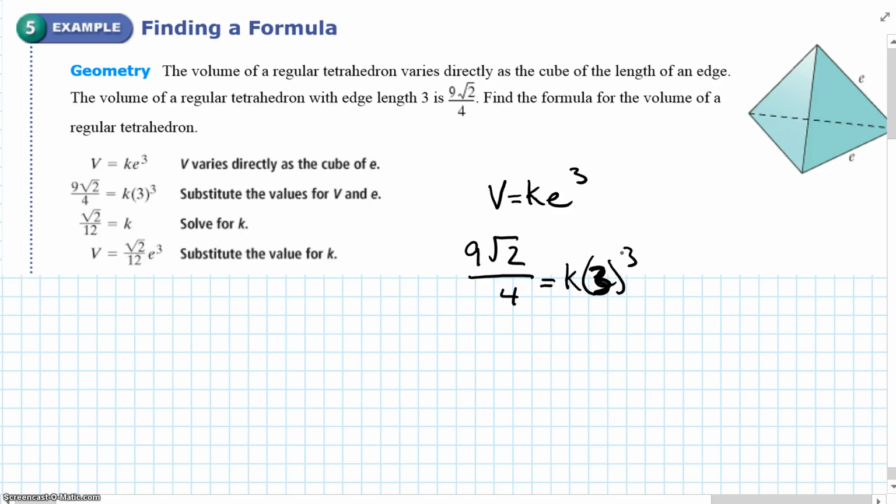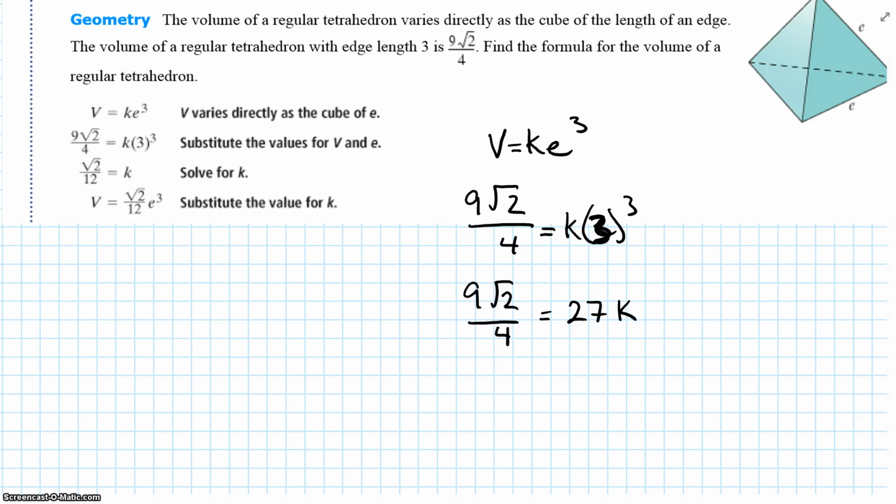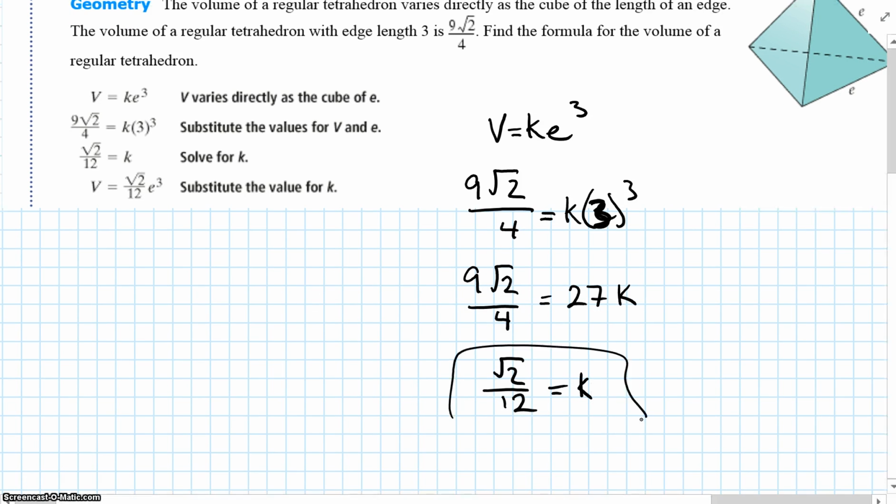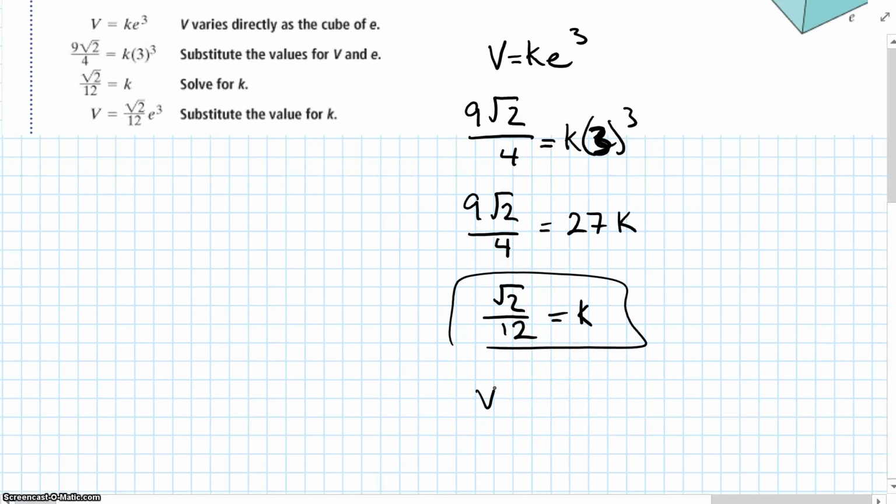So we're going to substitute so we can multiply. So 9 square root of 2 over 4 equals 27K. Divide each side by 27. So we can rewrite this as square root of 2 over 12 equals K. So that's our K value. So our volume is square root of 2 over 12 times E cubed.